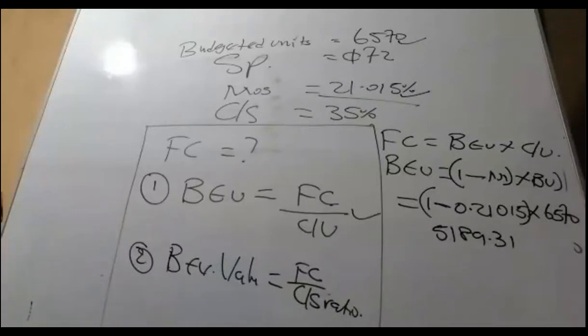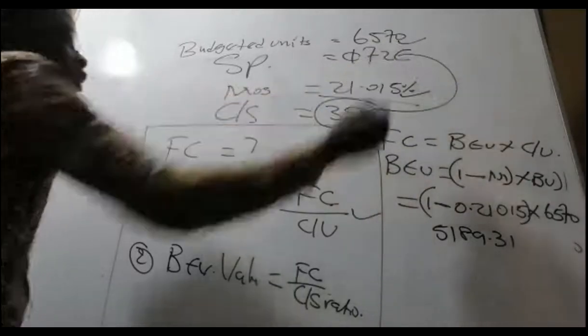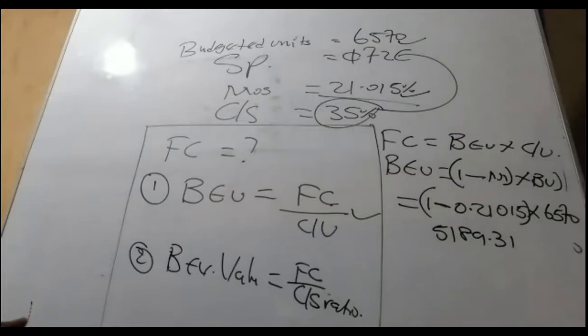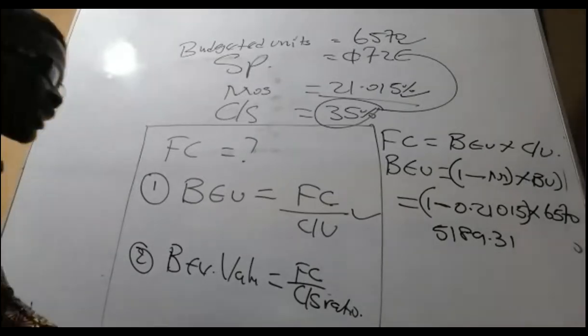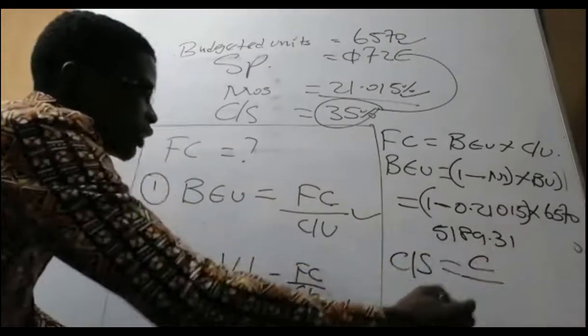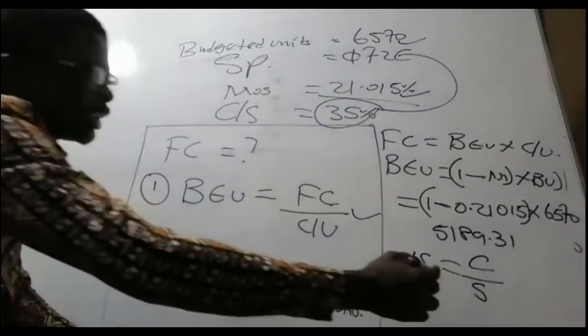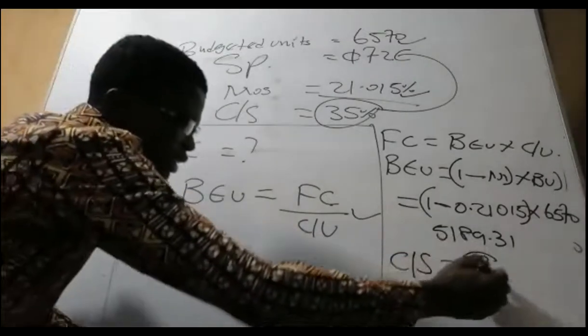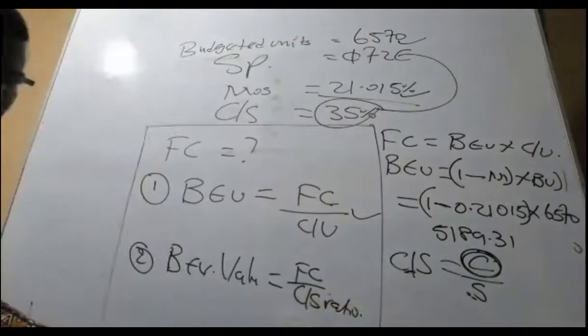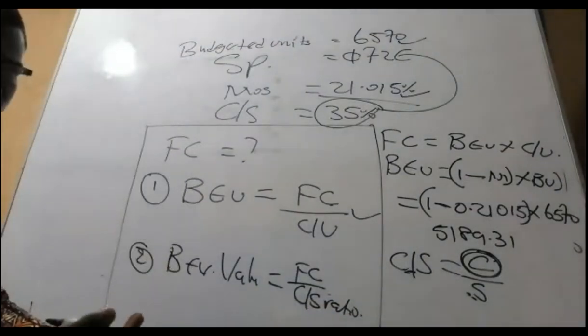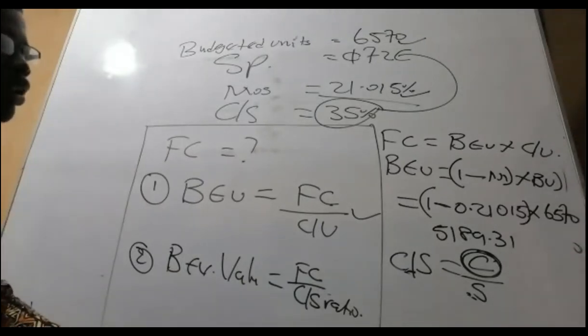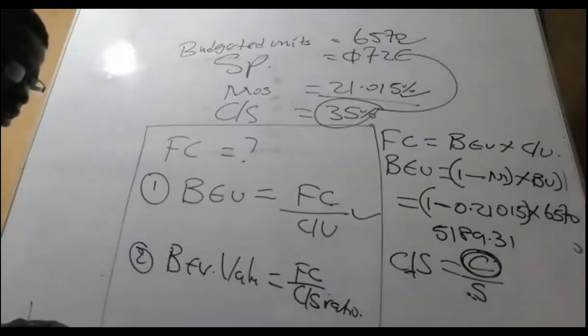Now, let me find the contribution per unit. To get the contribution per unit, just multiply the CS ratio by the selling price. We said that CS ratio is nothing but contribution over sales or selling price. So to make the contribution per unit the subject, this guy must multiply this guy. Have you seen? There's no direct formula for finding the contribution per unit, you have to get the selling price less the variable cost. But look at the alternative that we are using here.